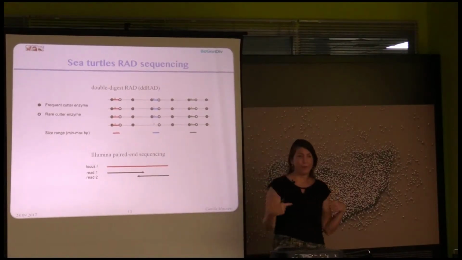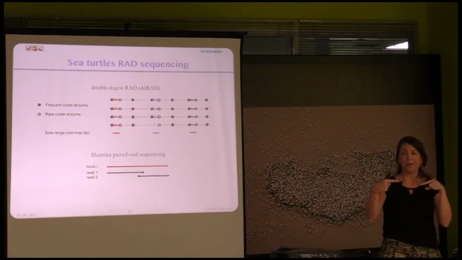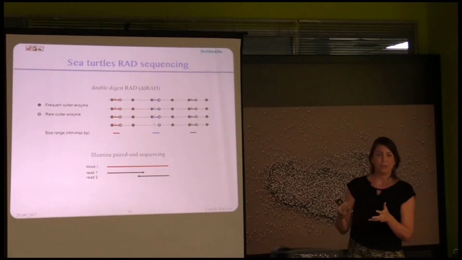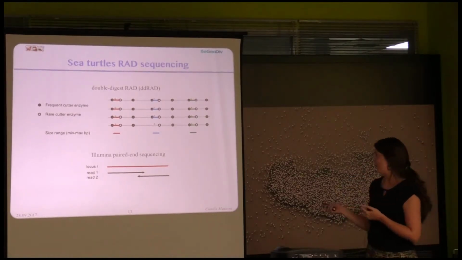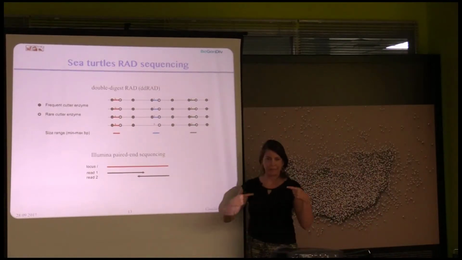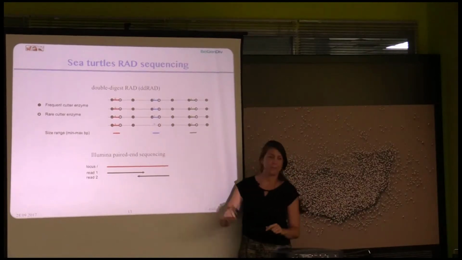If you don't have a reference, you don't know how they relate. You don't know how far apart they are. So you actually don't know the size of your original fragment. And we wanted to have this control. So we chose a technology that would give us very long reads that we could overlap and recreate the entire fragment from the genome.